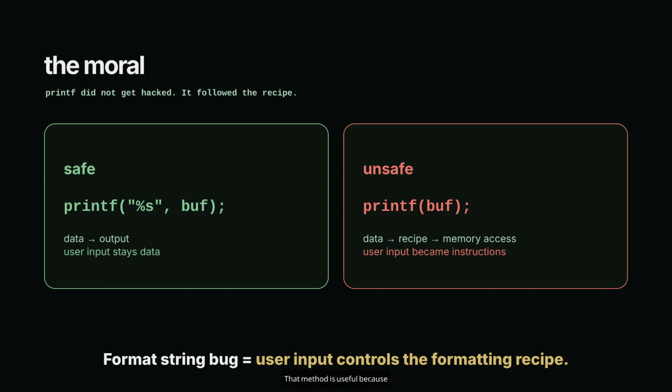That method is useful because it replaces mystery with observations. Inspect the recipe, leak the shelf, find the marker, locate the target, count carefully, and write only what the challenge asks for, and the defensive lesson remains tiny. Keep the format string fixed. Pass untrusted input as data. When the program owns the recipe, printf is just output again.